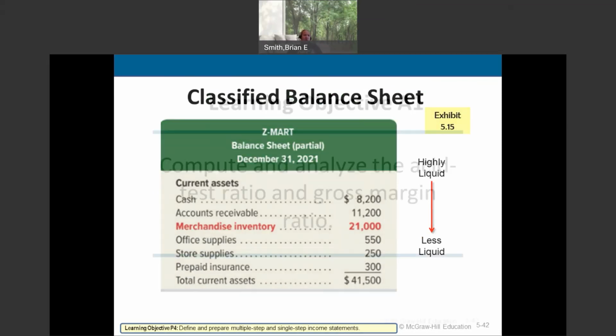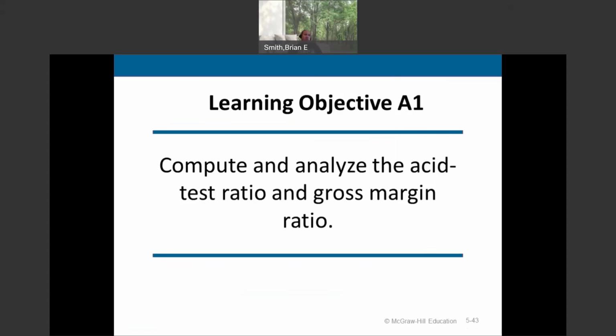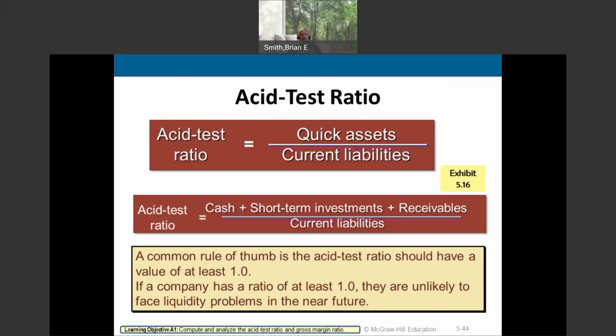Okay, last thing on this video, we're going to calculate the acid test ratio and the gross margin ratio. They're really easy. The acid test ratio is very similar to the current ratio. We're basically taking everything that is quickly convertible to cash and dividing it by our current liabilities. Even though the current ratio tells you if your current assets can take care of your current liabilities, if a lot of your current assets are in inventory, then realistically, how are you able to pay off your current liabilities with your short-term assets?